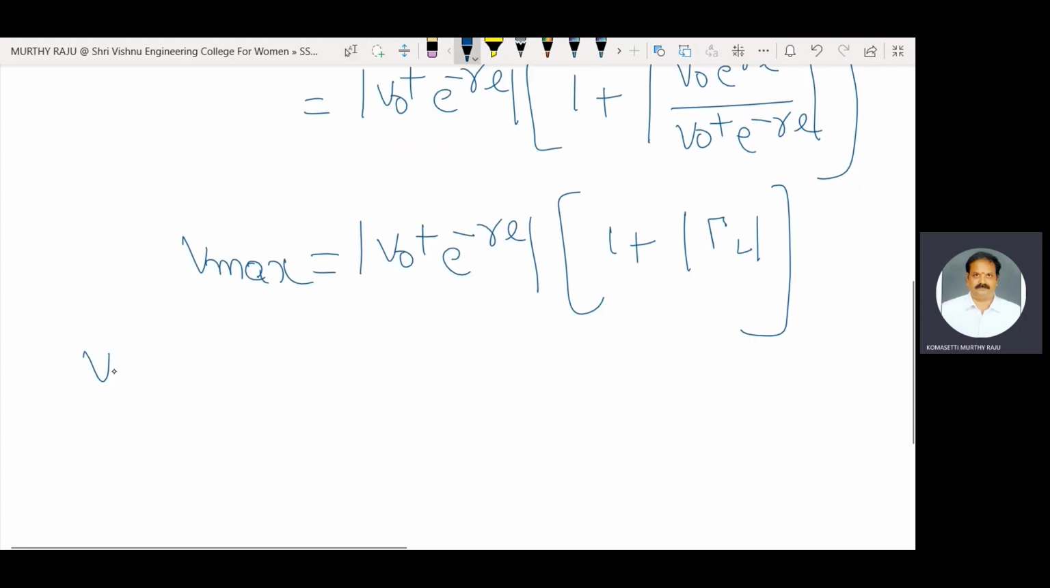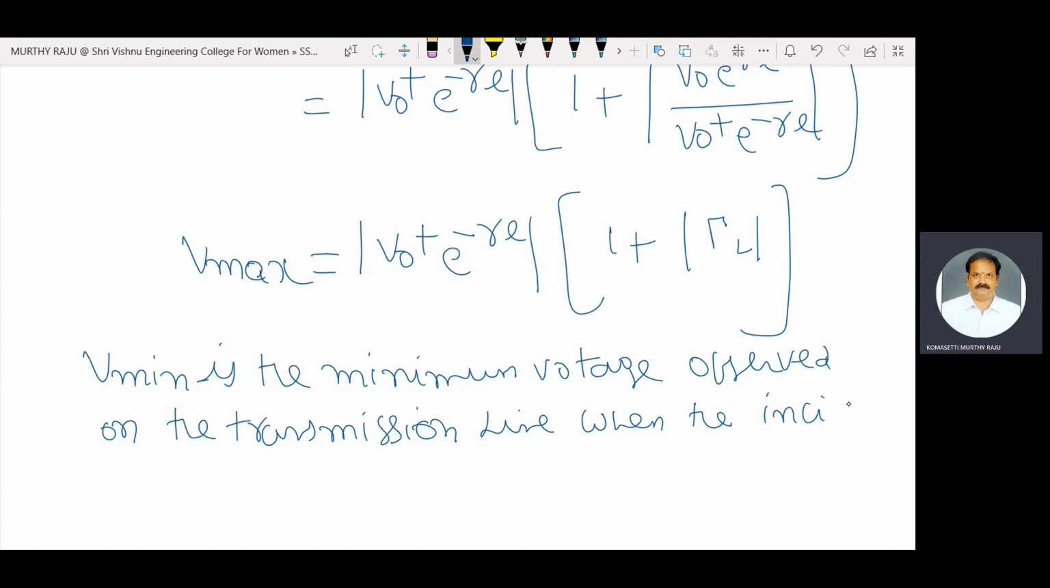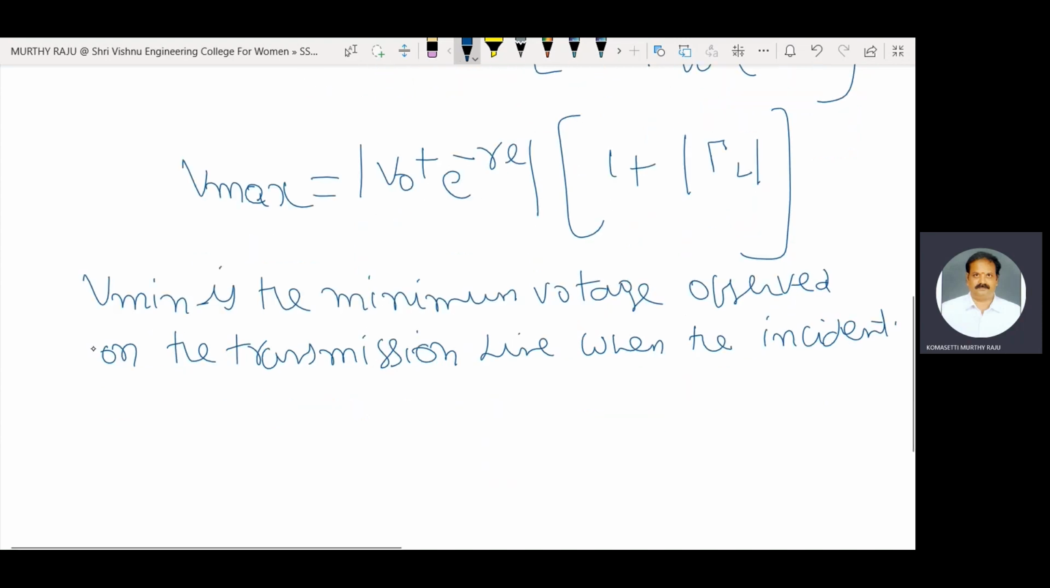Next, V minimum. V minimum is the minimum voltage observed on the transmission line when the incident and reflected voltage waves add in opposite phase.